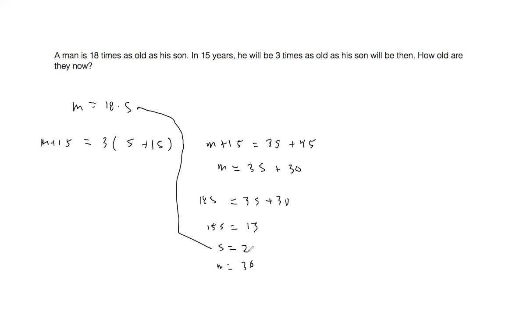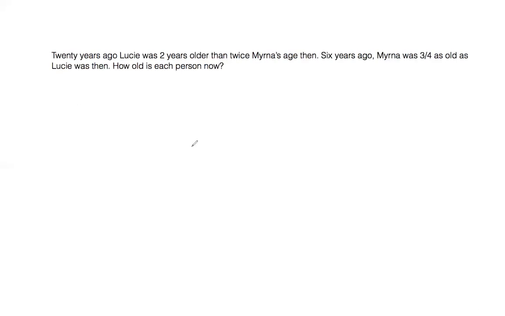So really nice job for those of you who got it right. If you're still struggling, let's go on to our next problem, and read our prompt. 20 years ago, Lucy was 2 years older than twice Myrna's age then. 6 years ago, Myrna was 3/4 as old as Lucy was then. How old is each person now? And again, I'm going to give you guys 90 seconds to solve this. Unpause your video to see your solution.